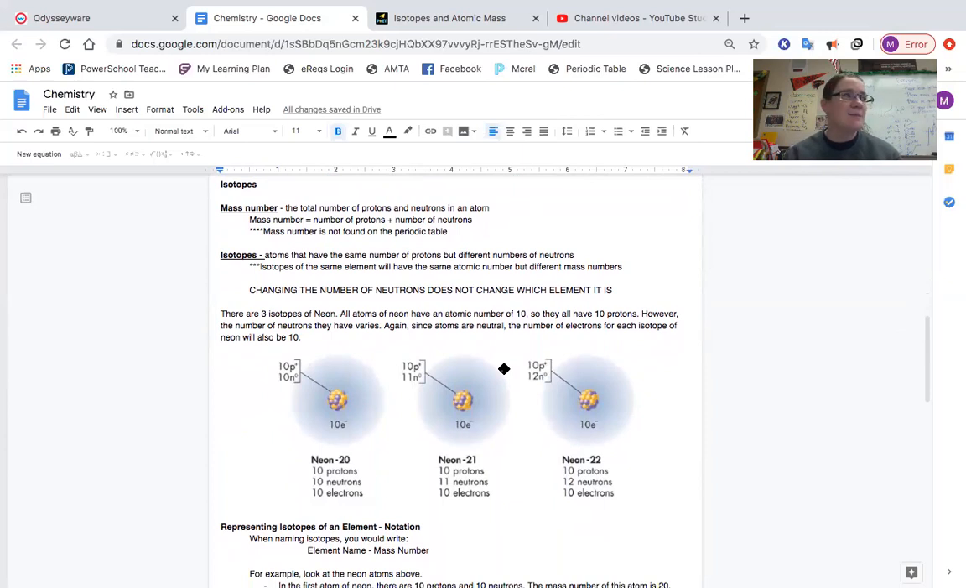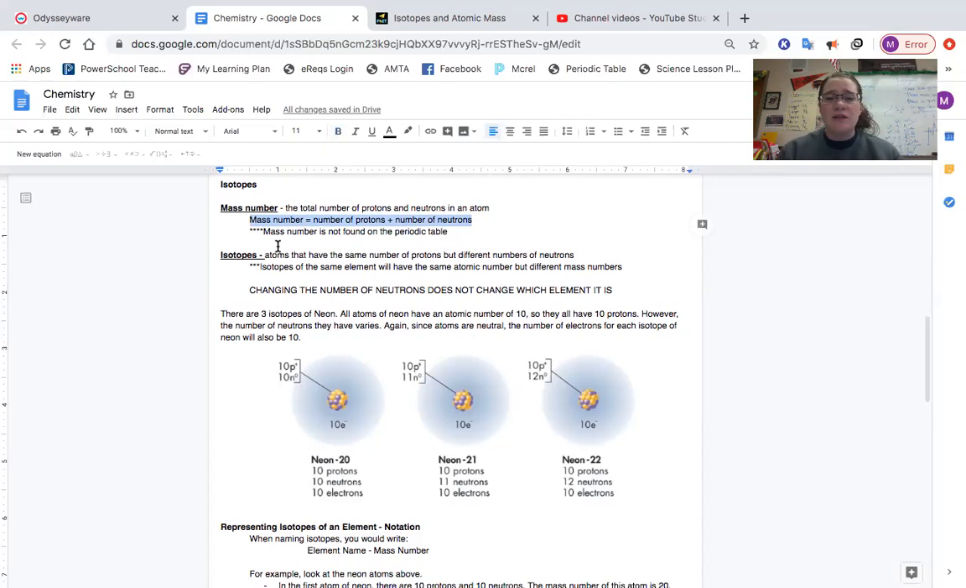Your mass number is your number of protons plus your number of neutrons. So your mass number is kind of like the mass of the nucleus of the atom. Again, this is not on the periodic table. When you're doing some of these, you might think, oh, that number is really close to what's on the periodic table, but that is atomic mass, not mass number. So don't look at that little decimal number on your periodic table.